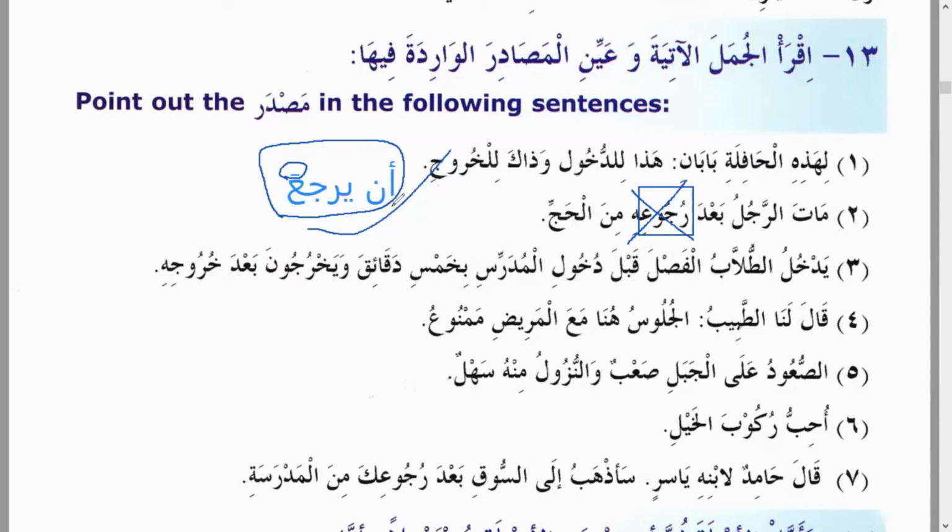But we don't generally translate this an in an yarji'a. Mata rajulu ba'da an yarji'a min al-hajj. Like here, يدخل الطلاب الفصل قبل دخول المدرس. Instead of دخول, I can delete the masdar and bring an plus قبل أن يدخل المدرس. In English also we can do that: before the entrance of the teacher, or I can use a verb, before the teacher enters. Same thing in English. An makes it mansub.